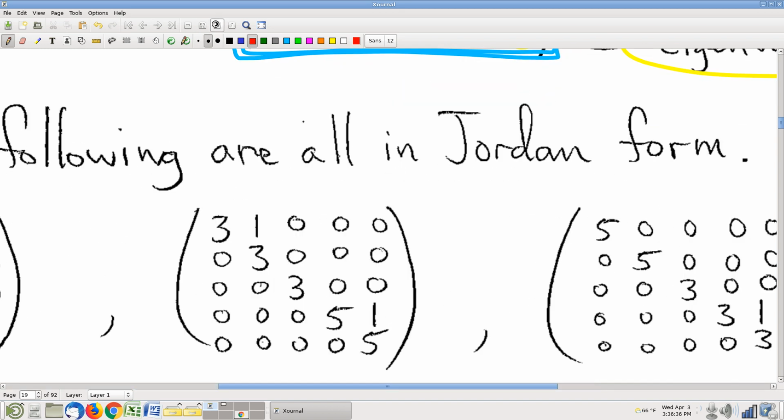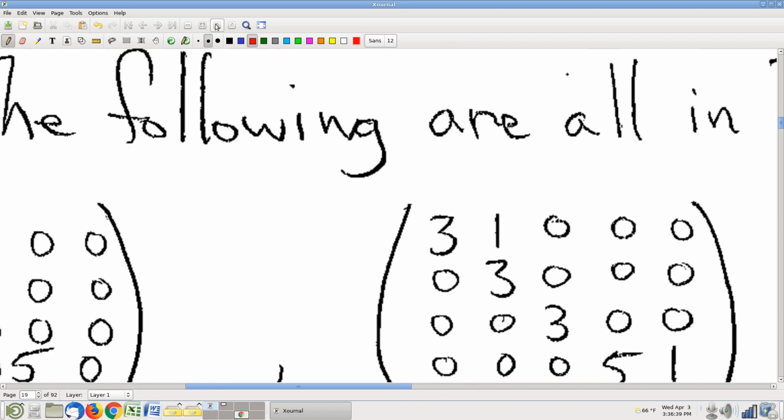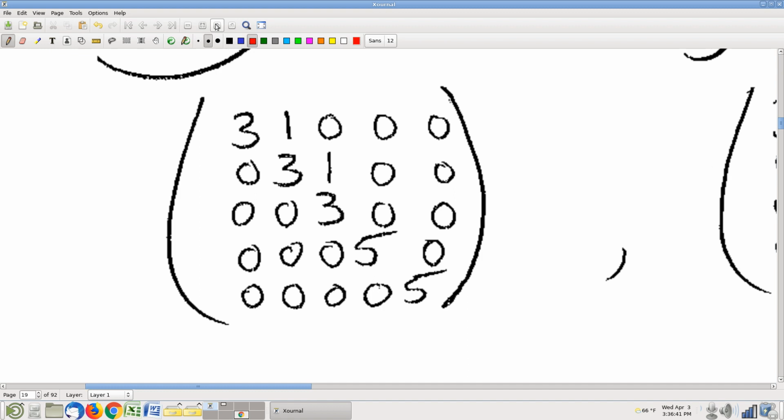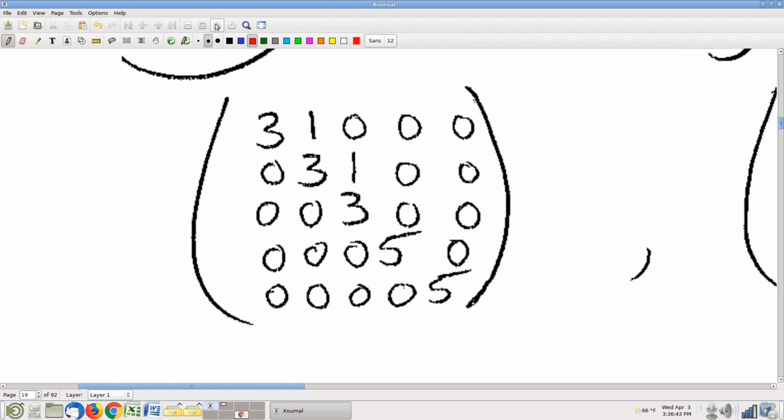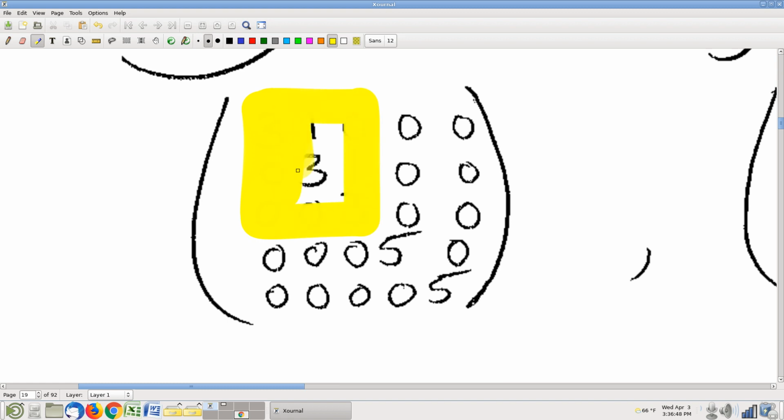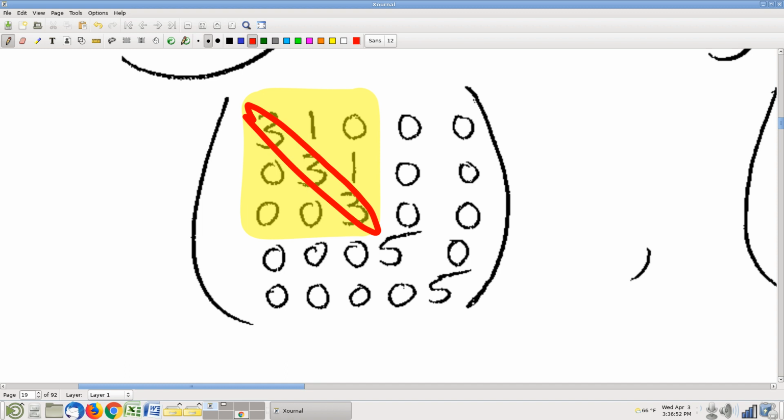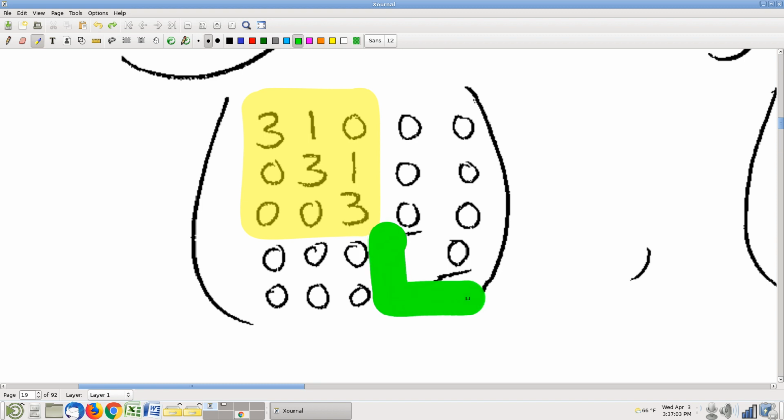Here we go. Let's look at this matrix here. Claim: this matrix is in Jordan form. Here's how you can see it. That is an eigenvalue block. Notice all the same value, all the same eigenvalue, on the diagonal. That's one. Here's another eigenvalue block down there, with the eigenvalue along the diagonal.